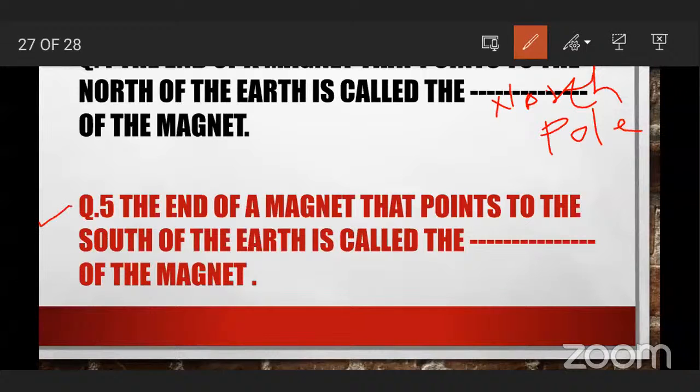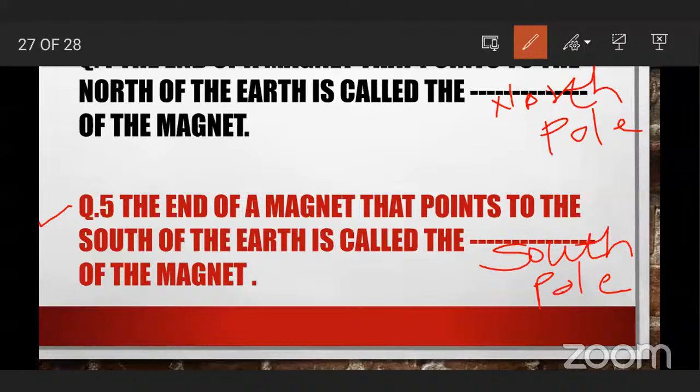The end of a magnet that points to the south of the earth is called the dash dash of the magnet. Yes, very good. It is called the south pole of the magnet.